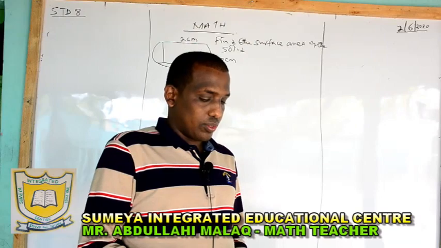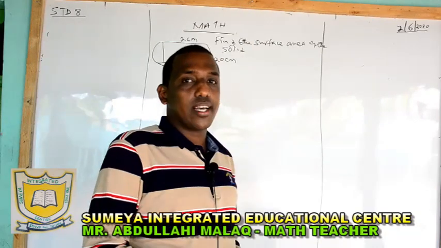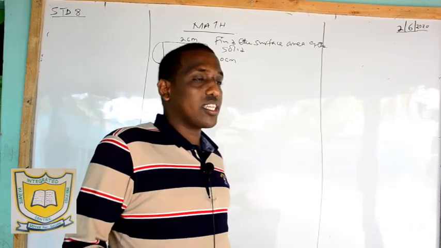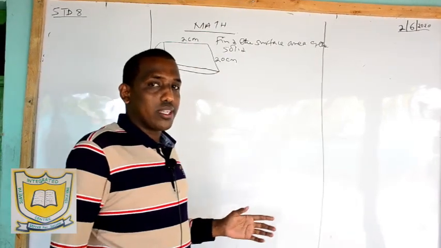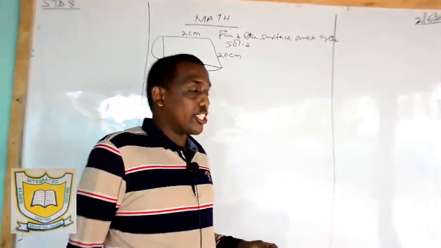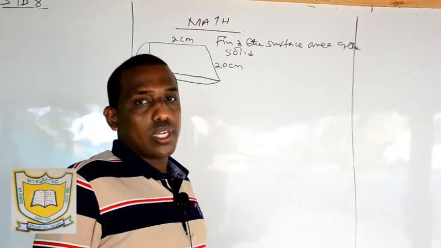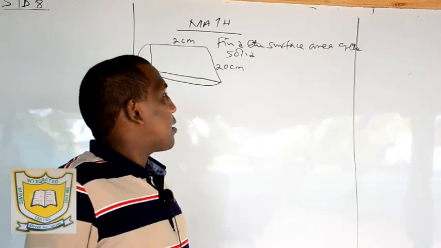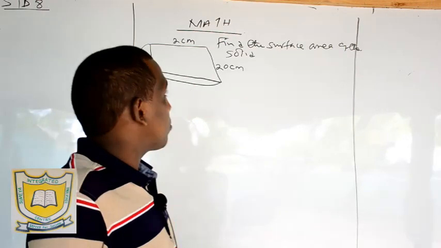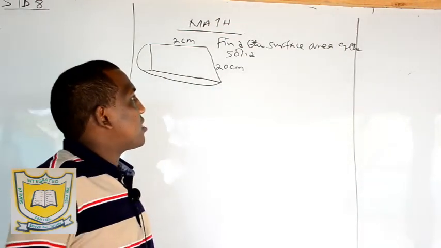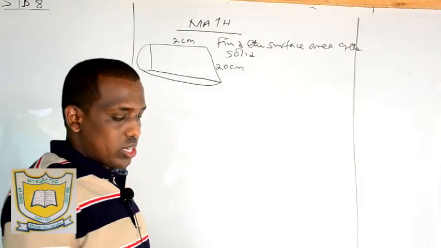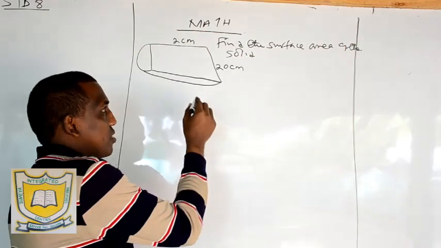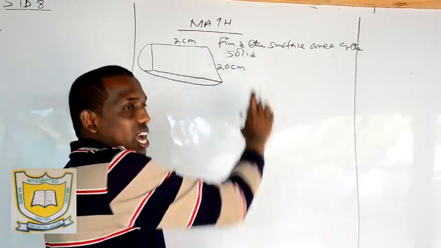Remember, we were dealing with surface area, and yesterday we did the surface area of a cylinder, where we said the formula is πdh. We also introduced the half solid of a cylinder, and today is just a continuation. Here you're told to find the surface area of the solid. This solid is a half solid.